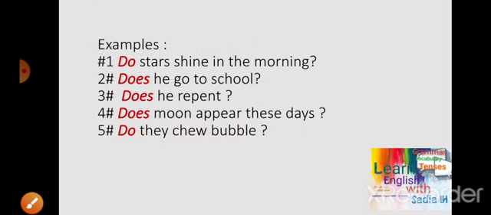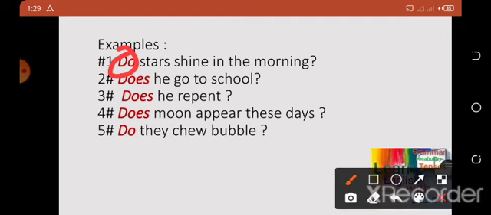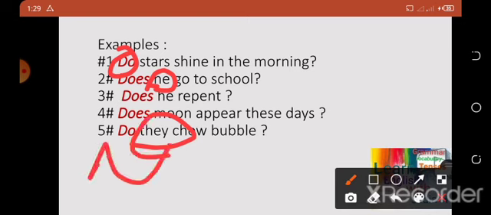Now coming towards examples. Here you can see that do is used because there are stars. It is plural. Whenever there are plurals, we have to use do. Stars are in the form of a cluster, so we have to add do here. Do stars shine in the morning? Does he go to school? He is a subject which is singular, so here we use does. Does he repent? Does the moon appear these days? Do they chew bubble gum? They is plural, so here we use do.